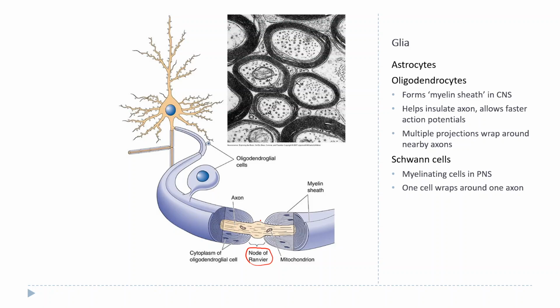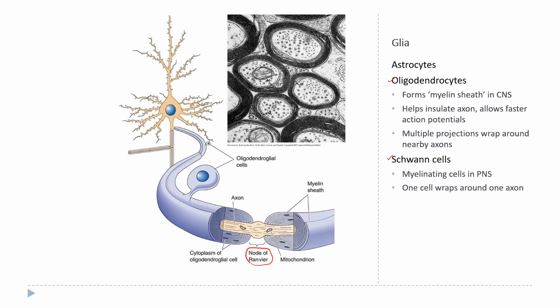So there are two types of myelinating cells, oligodendrocytes and Schwann cells. The main difference between the two is that oligodendrocytes, by definition, are found in the central nervous system, so they're found in the brain and spinal cord. And then Schwann cells are found in the peripheral nervous system, so the axons in your peripheral nerves.